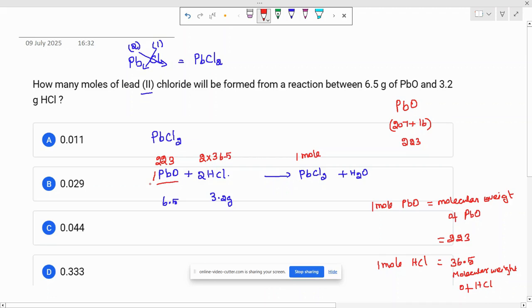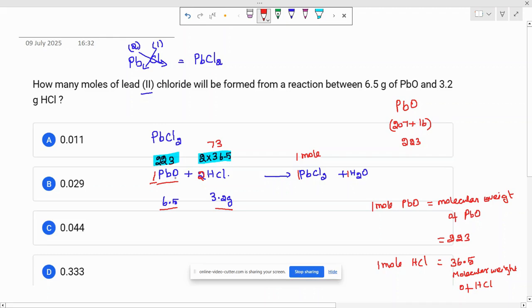Whenever we are taking the numbers here, look at this number 1, this 2, and this 1, and this 1. They indicate the mole coefficient, that is the number of moles participating in the stoichiometric equation, that is in the chemical reaction. So they have taken 6.5 gram and 3.2 gram, but the original ratio will be 223 and 73. 35.5 plus 1 is 36.5, so twice that is 73.